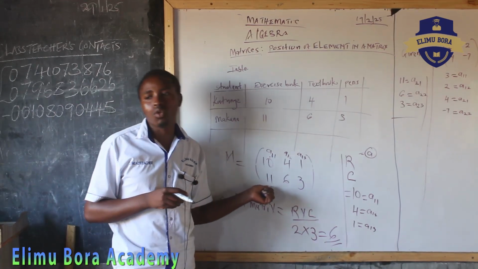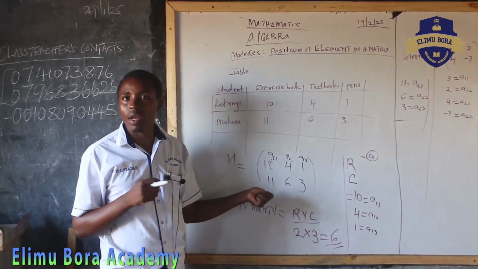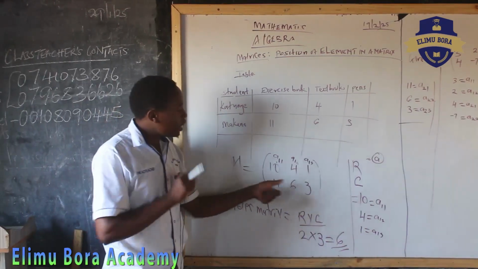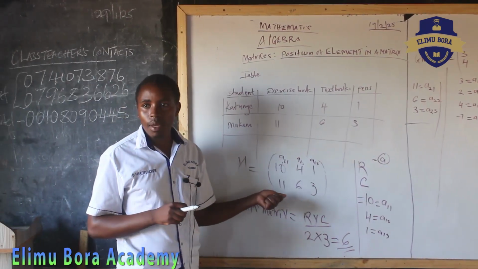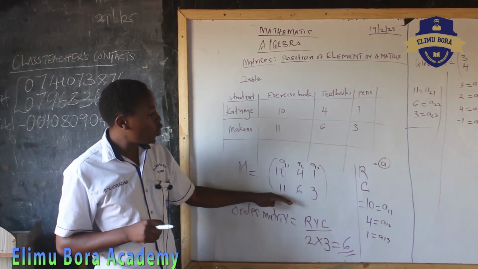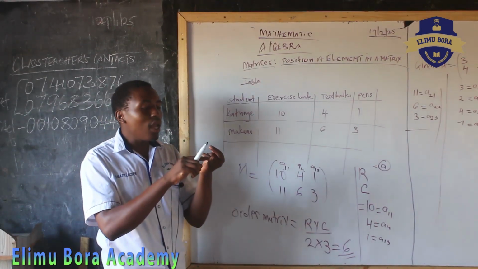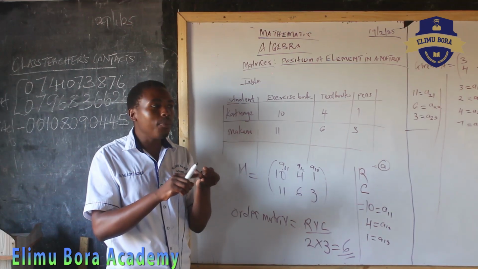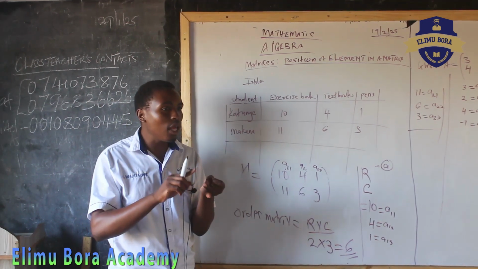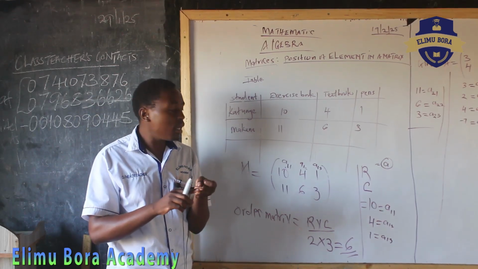This is not a number. Once it is in a matrix, you don't say number 11, position of number 11. No, we talk about the element 11. Once it is here in matrix form, you use the term element. So under identifying the element's position, we have what? The row and the column.